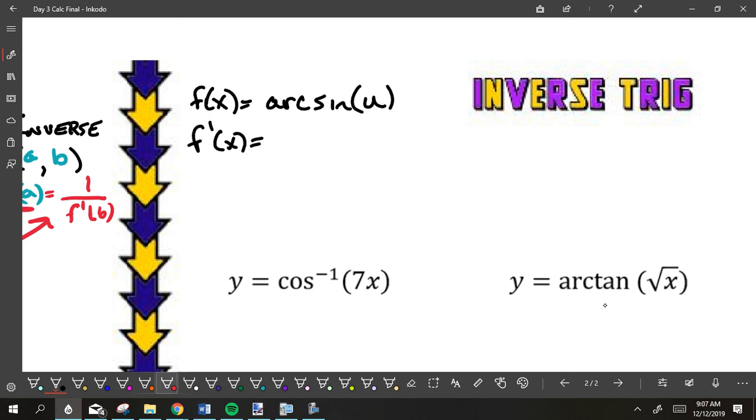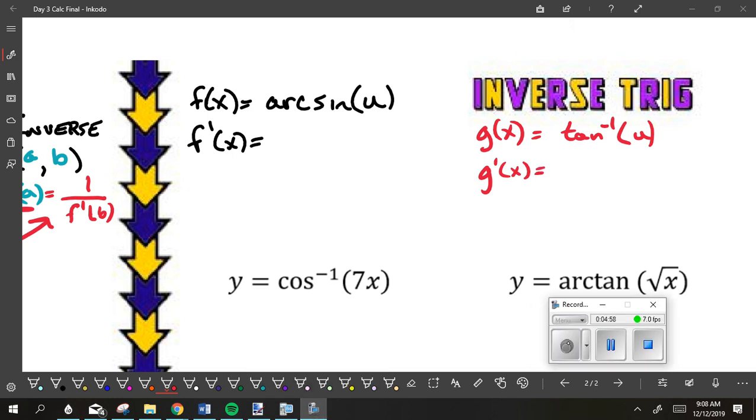And let's say g of x was the arc, let's not do arc tangent, let's do inverse tangent of u. Find g prime. Take a second with your neighbor, see if you can remember those two. I am not shocked that this is not one that you're perfect at. Okay? This one is tough.